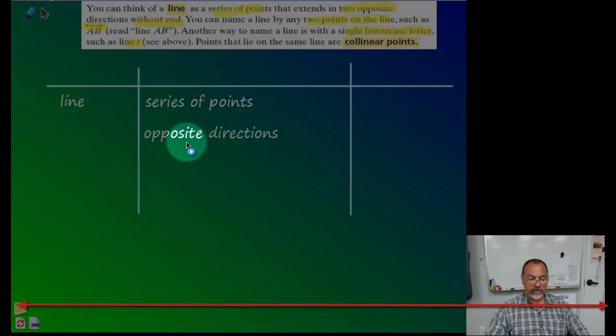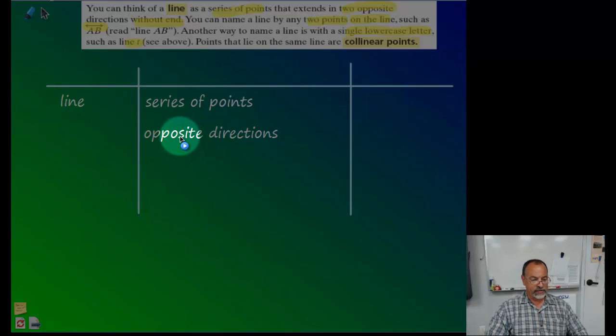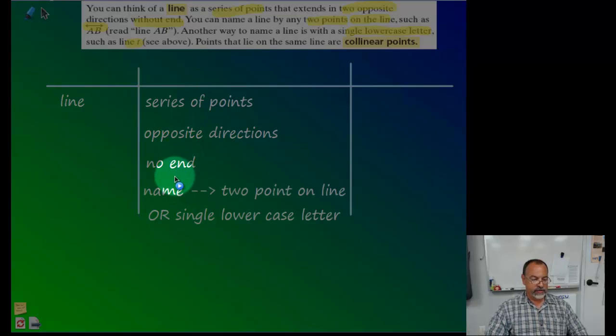So a line goes on forever and ever and ever, because space goes on forever and ever and ever. There's no end to it. Okay, there is no end to it. How do we name a line? Again, how do we name a point? We name it with a capital letter.